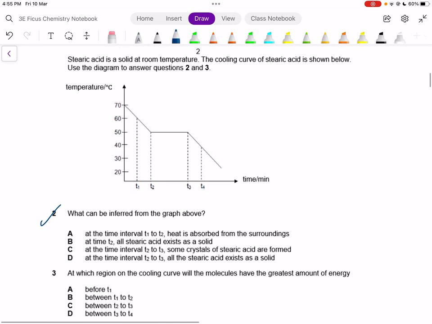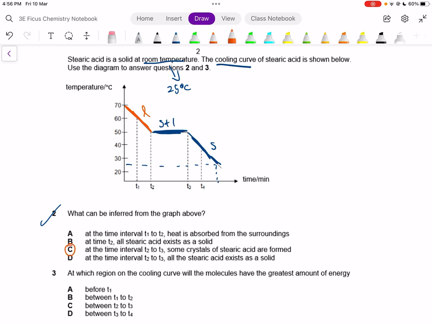Okay, so stearic acid is actually solid at room temperature. Room temperature means what? It means 25 degrees Celsius, which is around here. So this part is actually solid. This part, since it's a cooling curve, is solid plus liquid. And then finally the orange part, this is liquid. So the correct answer is C.